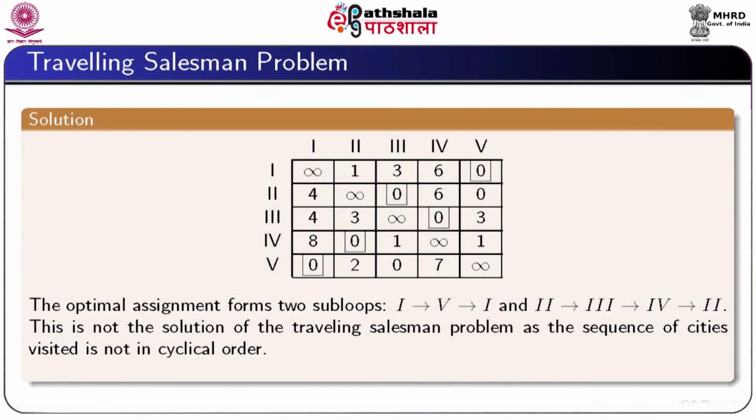Now, following the Hungarian method, we can easily find an assignment. The table shows that the optimal assignment forms two sub loops, city 1 to city 5 and then coming back to city 1, and then city 2 to city 3 and then city 3 to city 4 and then city 4 to city 2.